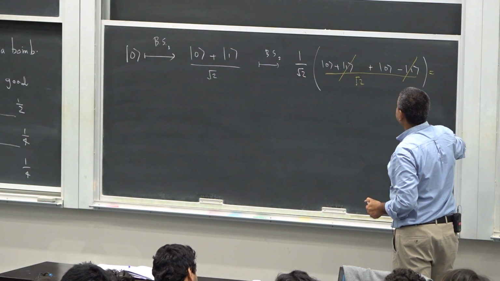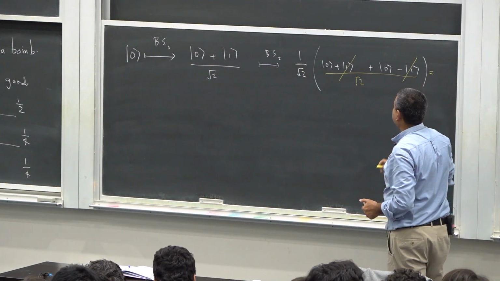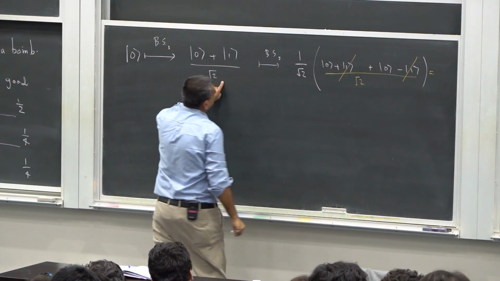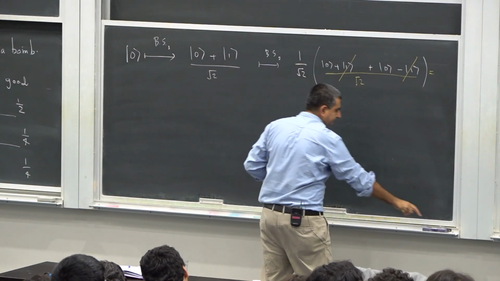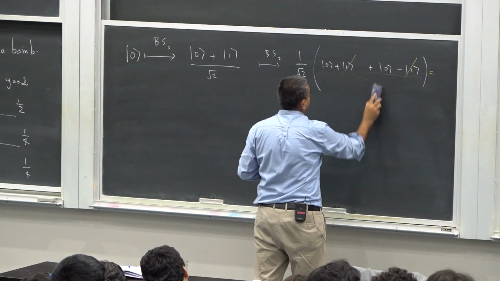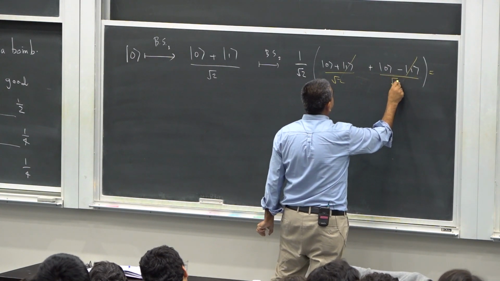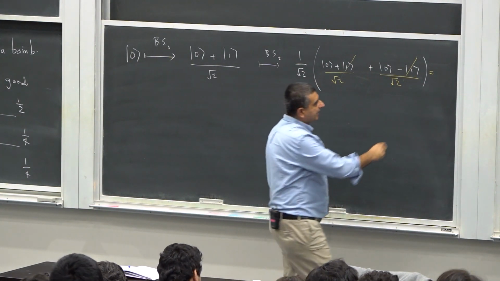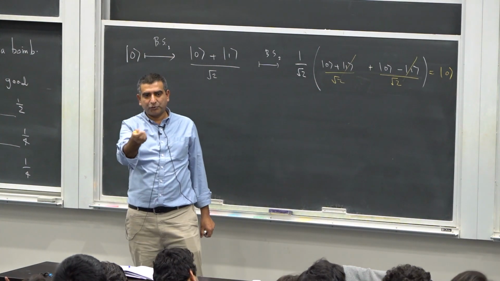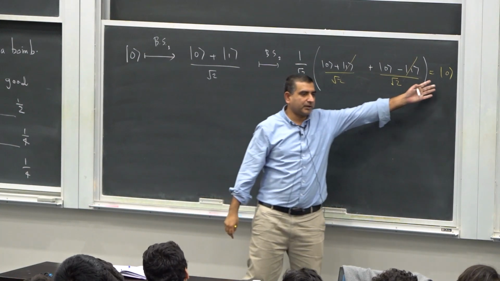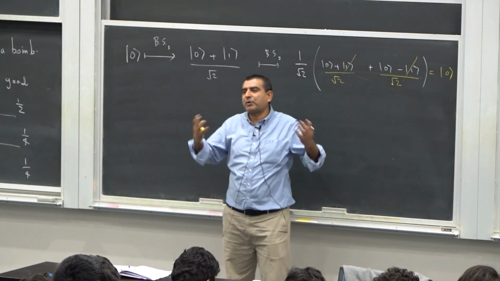Only one. So this produces this. There's a 1 over root 2 here and a 1 over root 2 here. So I'm left with ket 0 here. So only one of the output channels gives you a click. You do not have a ket 1 here. Only one of the output ports is occupied. So this is what I mean by interference.